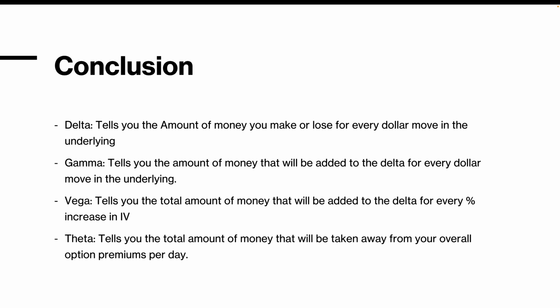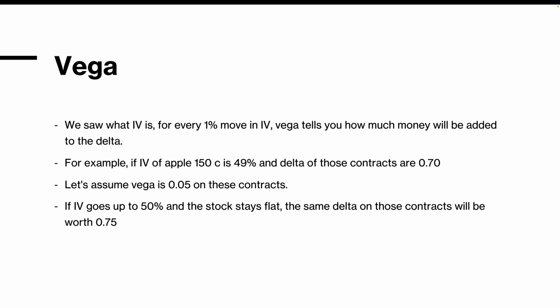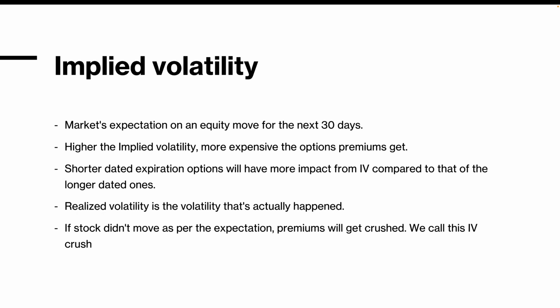What is IV? Implied volatility. We just spoke about it a while back. It's the market's expectations for the next 30 days. We spoke about it for a long time, so scroll back and check it out once we're done. The Vega tells you, for every single percent in IV, how much money will be added to or subtracted from your overall options premiums.